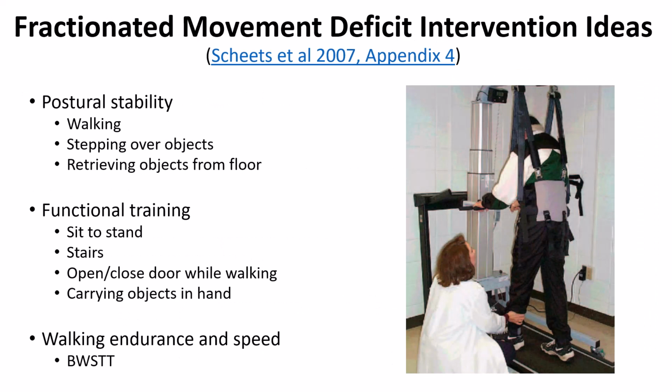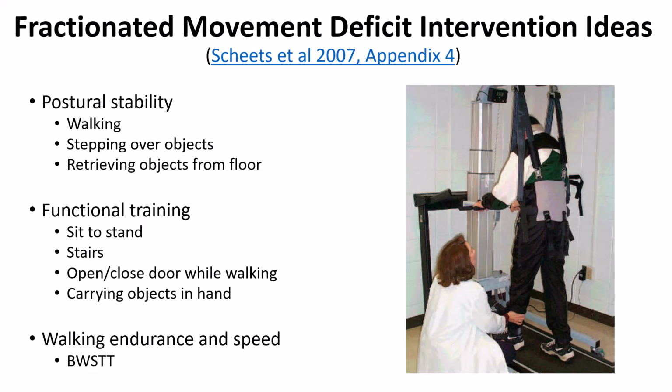The Sheets et al. article has an Appendix 4 that talks about decent interventions for patients with a fractionated movement deficit. In my experience, I've not been able to do anything that's going to affect hypertonicity in this patient population in the long run. Actively using the musculature or increasing the strength of the antagonist is going to be helpful, but it's not a long-lasting intervention.